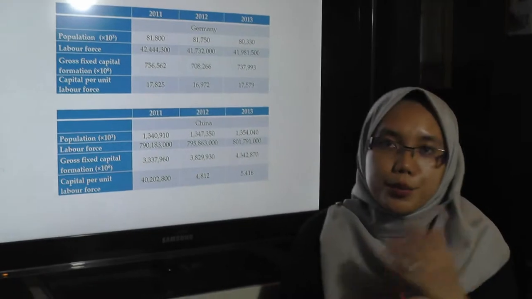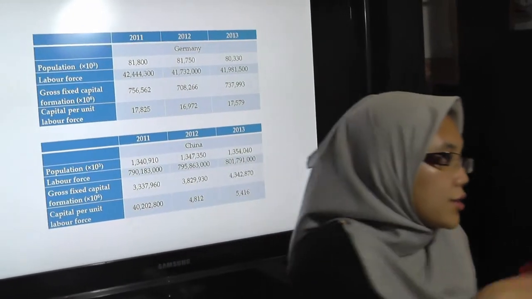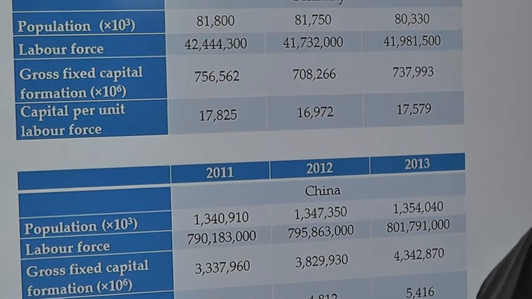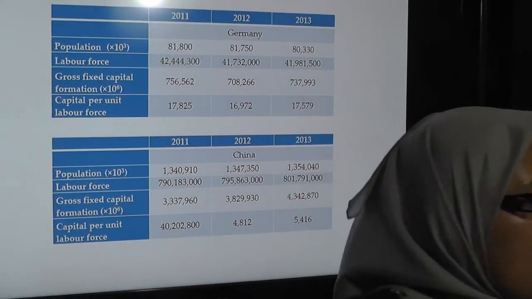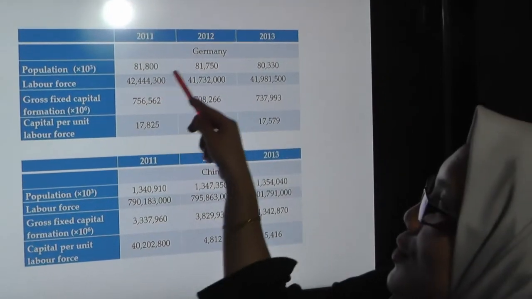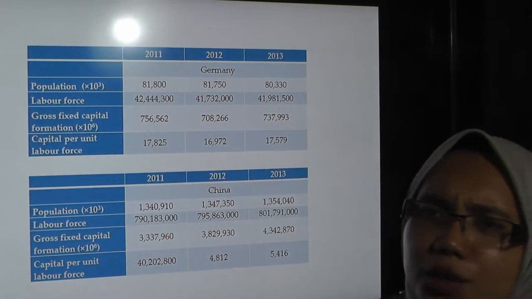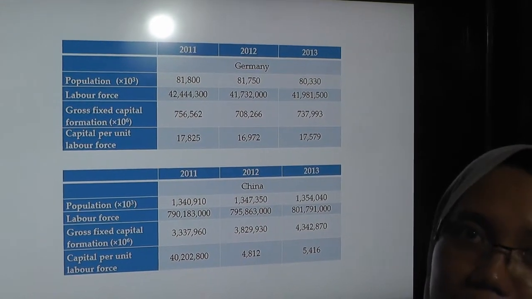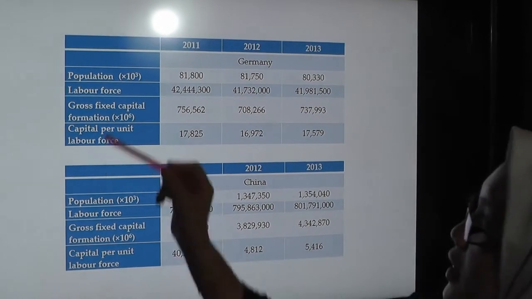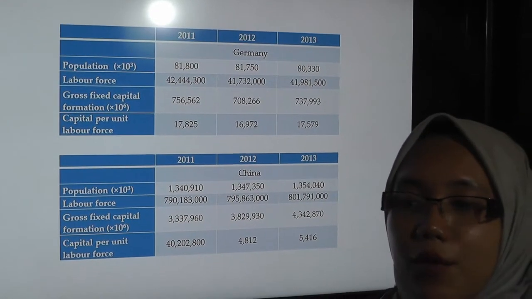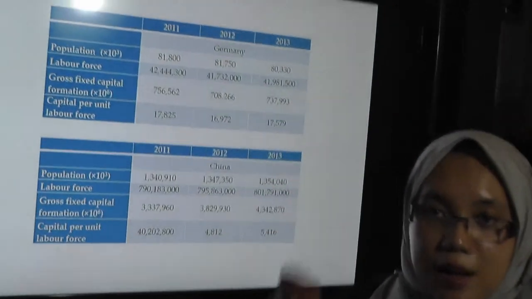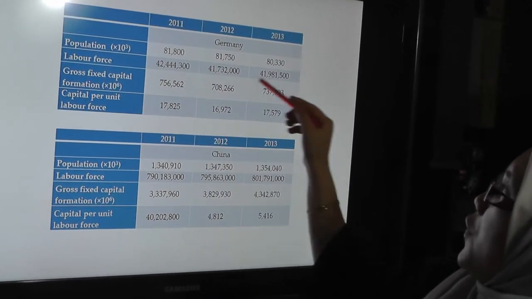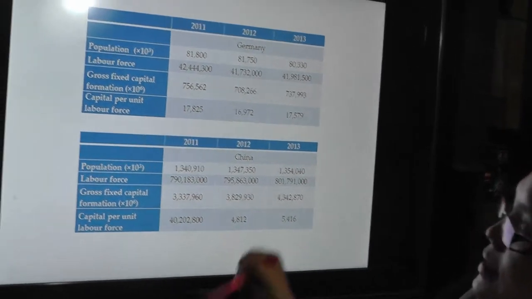So again, we want to compare Germany and China, the trade figures, okay? From 2011 to 2012 and 2011 to 2013, the population of Germany was around 81.8 million in 2011. As of July 2014, they have 81.17 million population. However, out of that, the labor force comes from those employed and unemployed. The labor force is around 42 million.